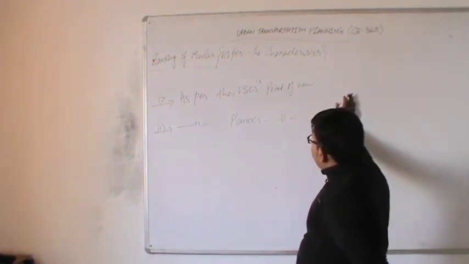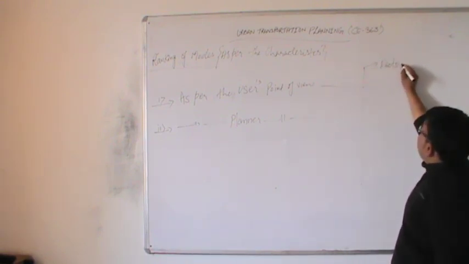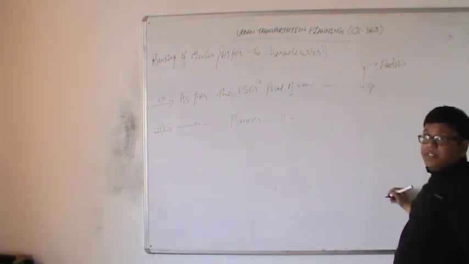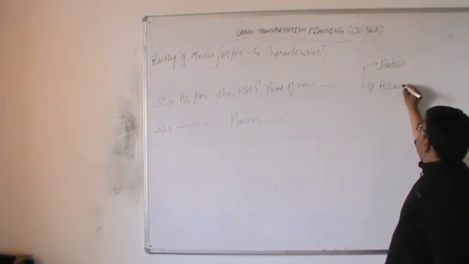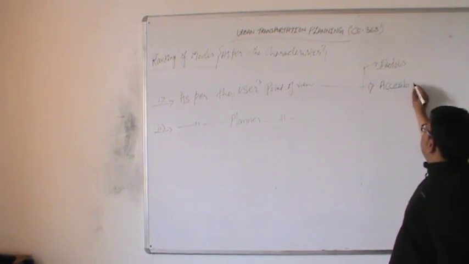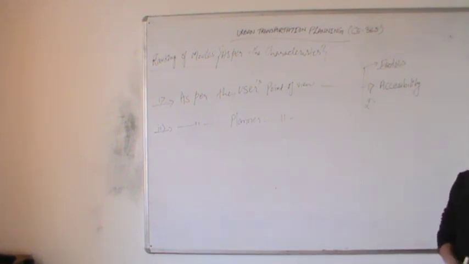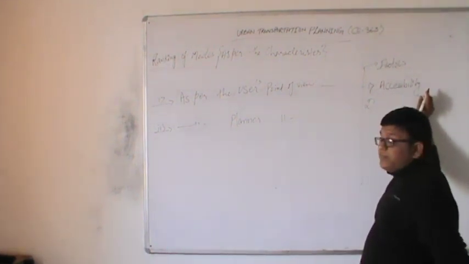So if we see on the basis of the user's point of view, we can list the factors affecting the ranking. First of all, we can take accessibility: how we can access which mode of transport. Based on that also, we rank the different modes of transport.